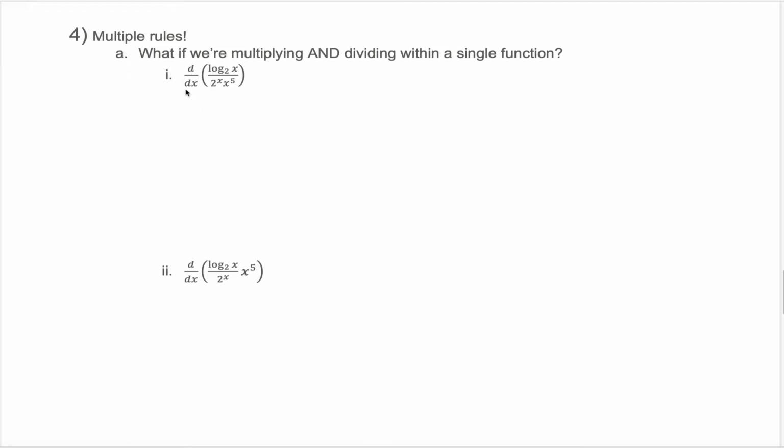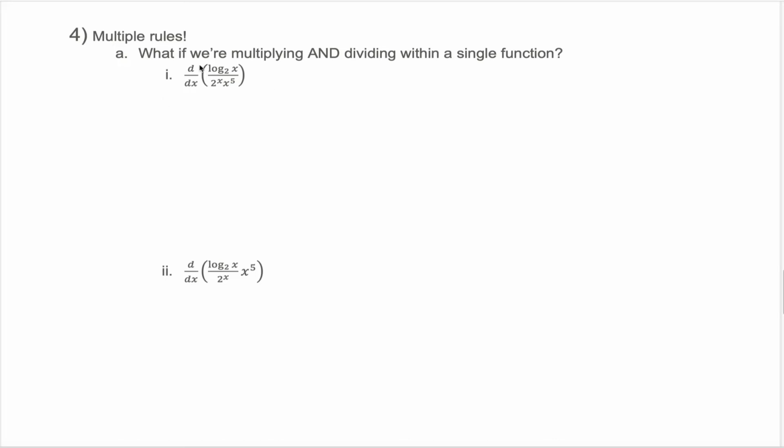What if you were asked to take the derivative of the log base 2 of x divided by 2 to the x power times x to the 5th power? The key thing to recognize here is that we have a quotient, something divided by something else. So we're going to use our quotient rule. But when we're using our quotient rule, at some point we're going to have to figure out the derivative of the bottom. And to figure out the derivative of the bottom, since we have a product, we're going to have to use the product rule.